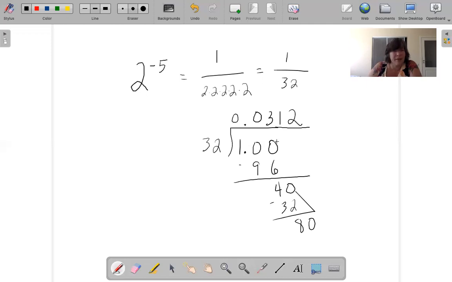And we can stop right there, right? Why? Because Mrs. Givens always wants you to round to the 100th. So round to the 100th. This is below 5, so it stays the same. So 2 to the negative 5th equals 0.031. You need to be able to do this on a test. So I'm going to walk you through another one.